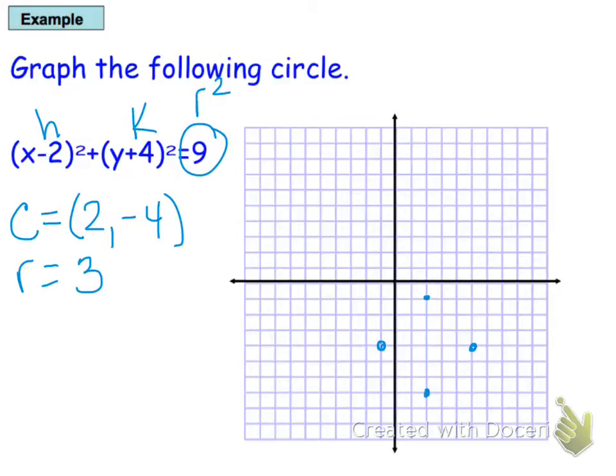And now we want to actually draw this equation. So we will take those points and connect them to make a circle. We'll just draw the circle by hand. And there's our circle.